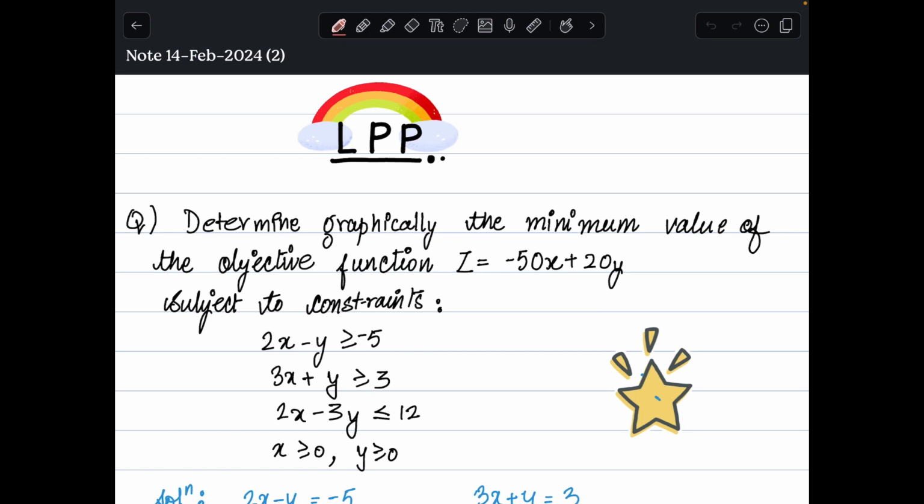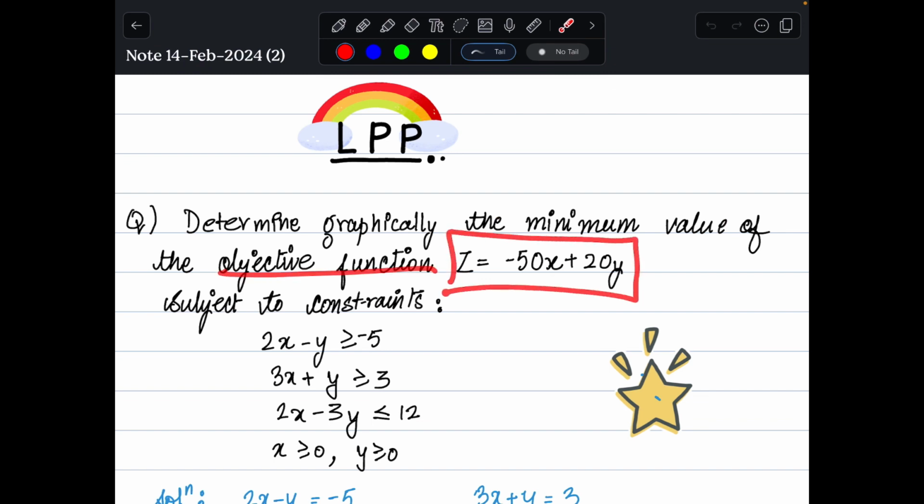So the problem is presented here. It's: determine graphically the minimum value. So what we are supposed to find here is the minimum value of the objective function, this. So this is my objective function.